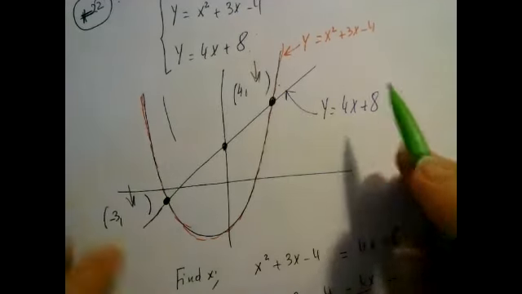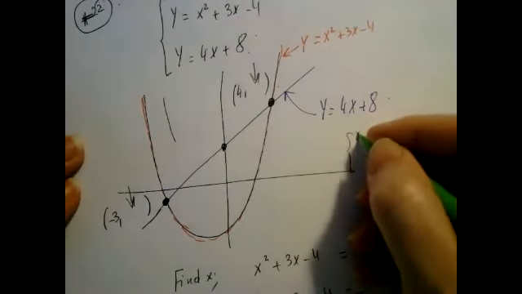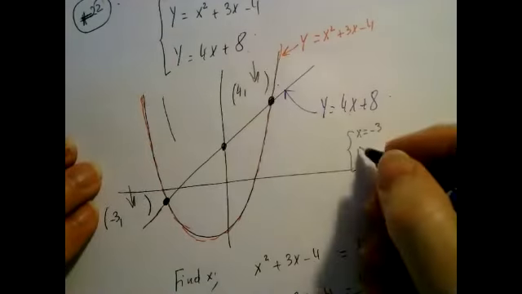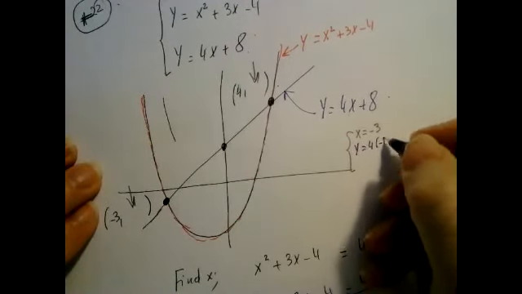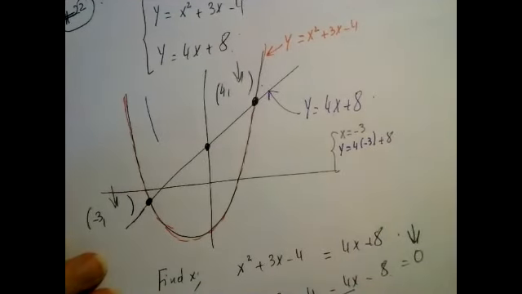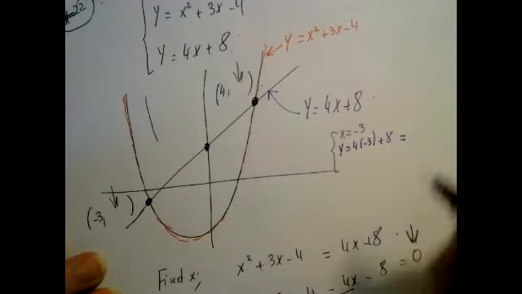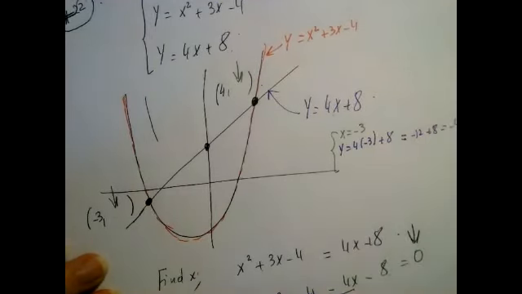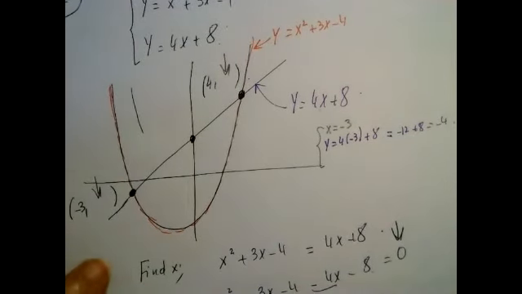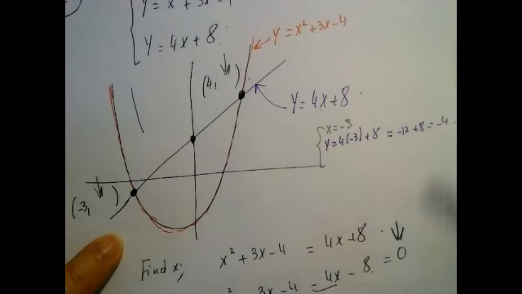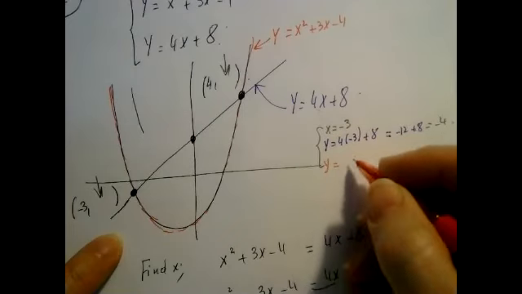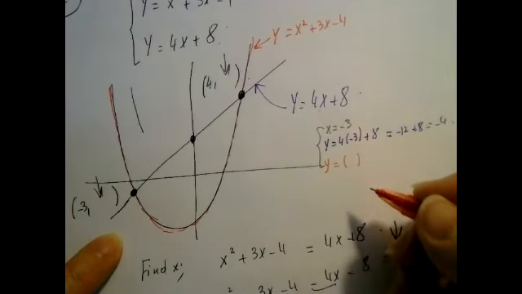So I'm going to take x equal to minus 3 and the blue one, and plug it in here. So I will get 4 times minus 3 plus 8, which is minus 12 plus 8. This is minus 4. Now, suppose I plug it into the red one. What should I get? The same thing. If I don't get the same thing, what I'm doing is wrong.